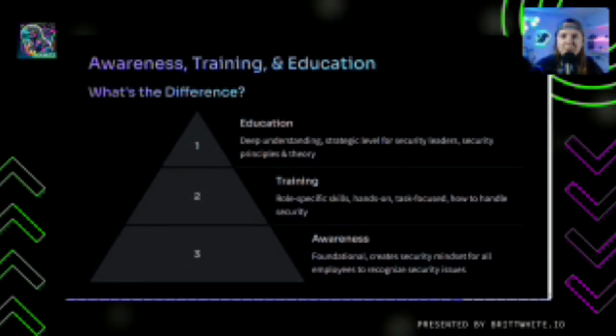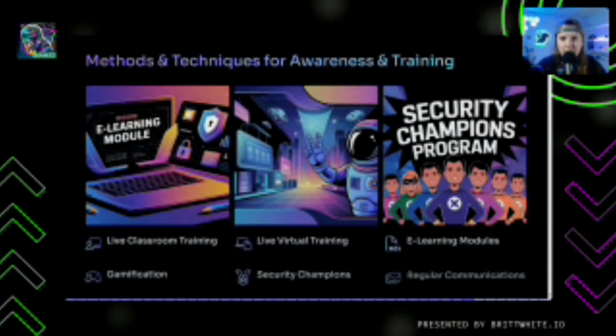Remember, awareness builds security consciousness. Training develops specific skills. And education creates deep understanding. You need all 3 working together to build a truly secure organization. Let's explore some effective methods to deliver security awareness and training. The key is to make it engaging and relevant for your audience.